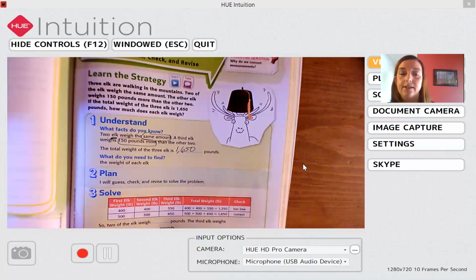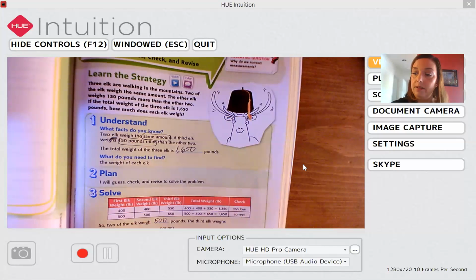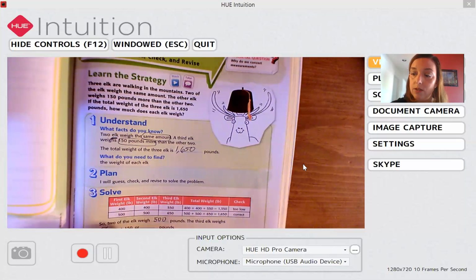We're checking that's too low because they need to weigh 1,650 together. So next, they guessed 500 pounds because they know it has to be more. So if the first elk weighs 500, then the second one also weighs 500. And that would mean that the third one weighs 650 because that's 150 more. So the total weight would be 500 plus 500 plus 650 equals 1,650. So you check it. Ding, ding, ding, it's correct. So 2 of the elk weigh 500 pounds. The third elk weighs 500 plus 150.